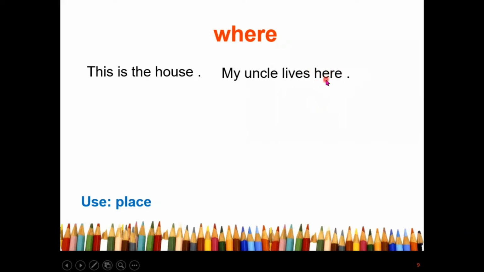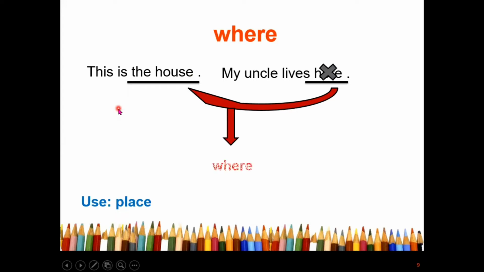Yes, of course, here. So I'm going to write where instead of here. So we are going to drop here from the second sentence. And put where in the middle, of course. This is the house. وهنضع where في المنتصف. Where my uncle lives. وخلاص شلنا ايه؟ شلنا الكلمة اللي بتعوض عن المكان في الجملة الثانية.